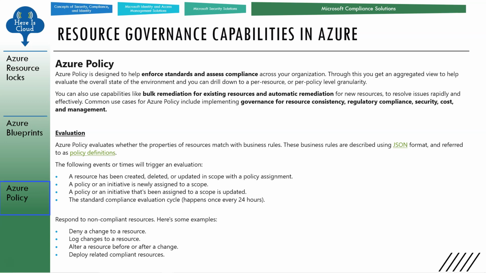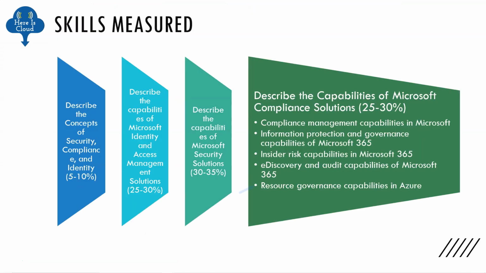Now finally, respond to non-compliant resources. If someone is non-compliant, as I mentioned, the policy can deny a change to a resource, log changes to a resource, alter the resource before or after a change, and deploy related compliance resources. So these are all actions that could be taken as a response to non-compliant resources if Azure Policy is there. Okay, so with that we are done with the resource governance capabilities in Azure.